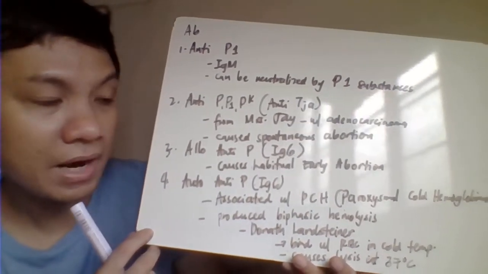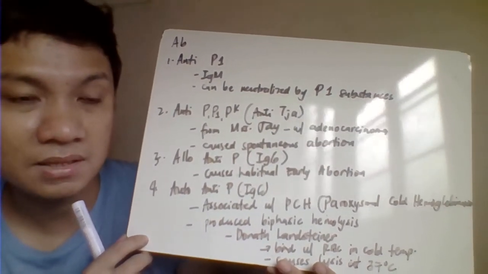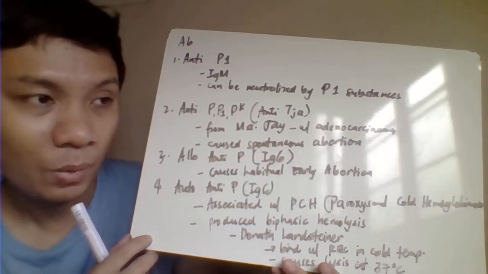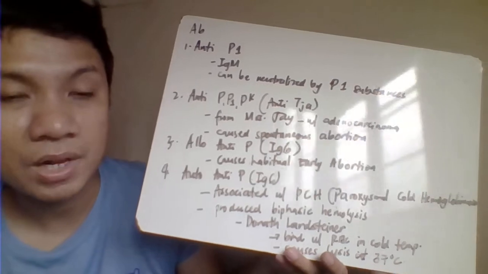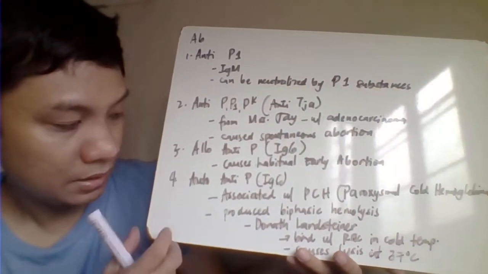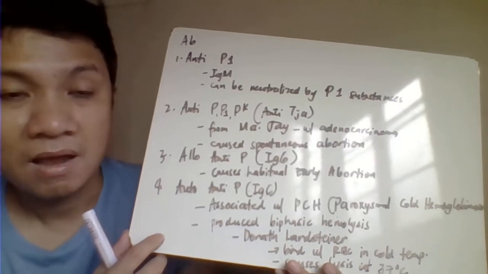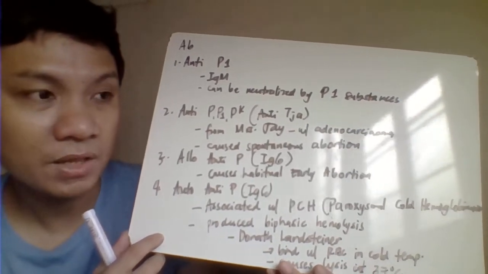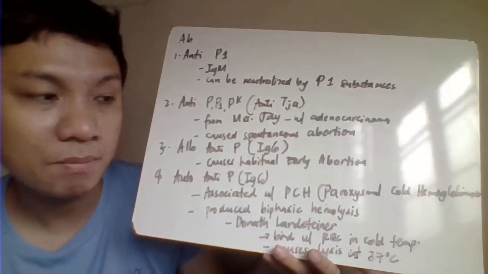And the next one, we have your allo anti-P antibody. It's also an IgG antibody. This one is associated with causing early, habitual abortion. The next one, we have your auto-anti-P, an auto-antibody produced primarily by patients with PCH or paroxysmal cold hemoglobinuria.